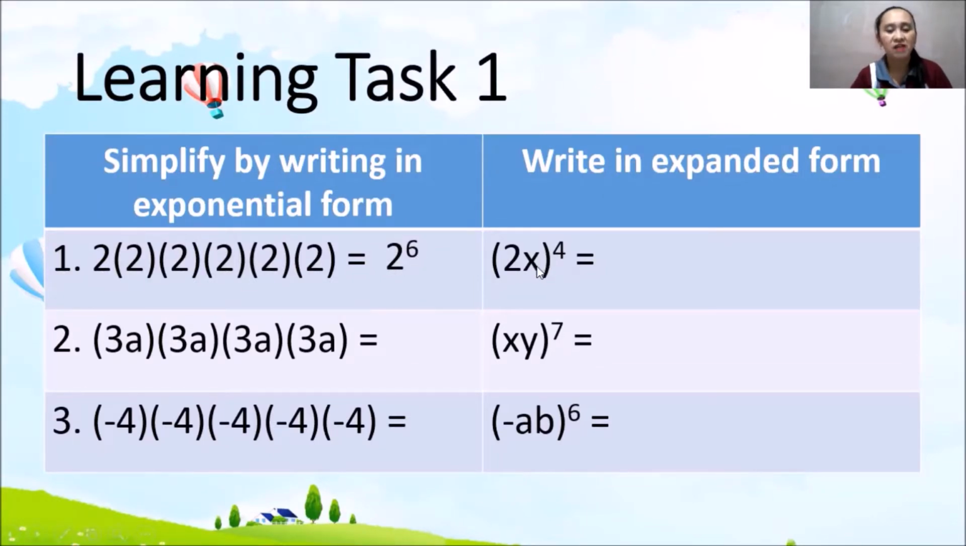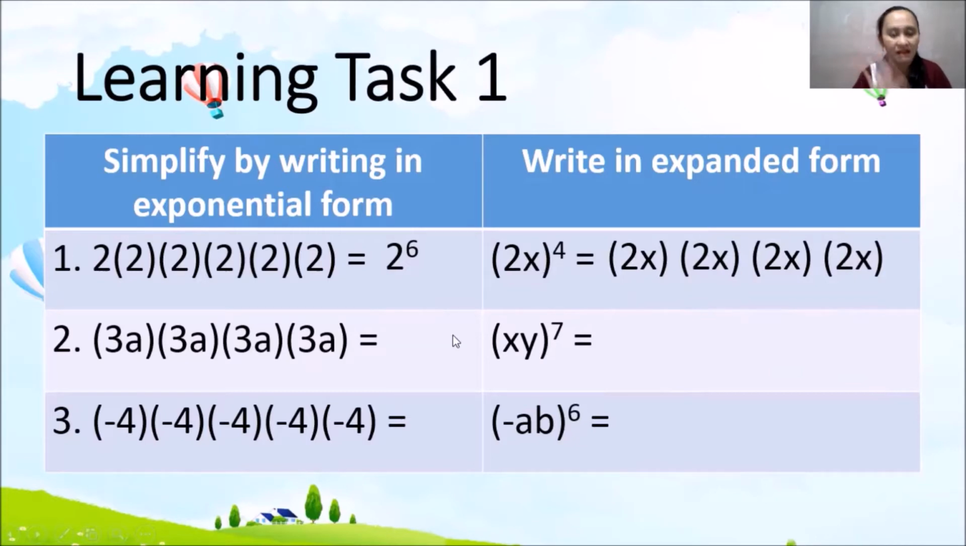Now, vice versa, we need to write in expanded form. The quantity 2x raised to the exponent of 4 means we multiply 2x how many times? So it means we multiply 2x times 2x times 2x times 2x. So number 1 is the example. It means you can answer number 2, number 3, and number 4, simplifying and writing in exponential form and in expanded form.